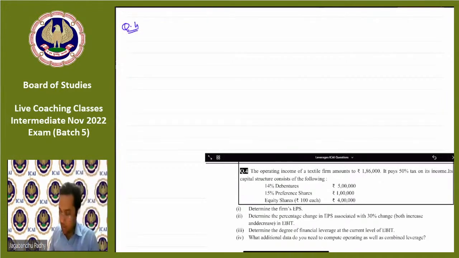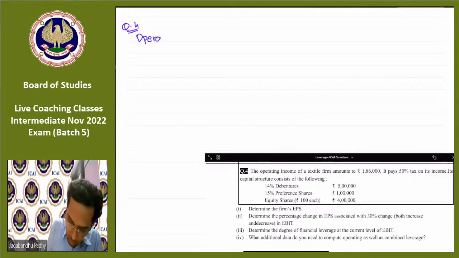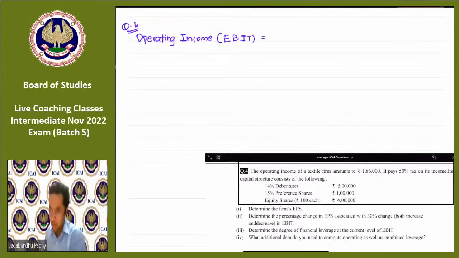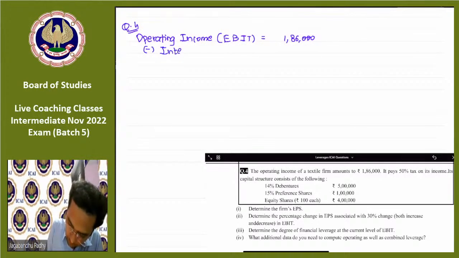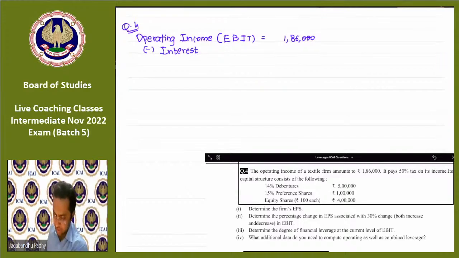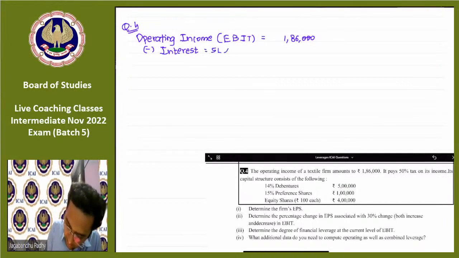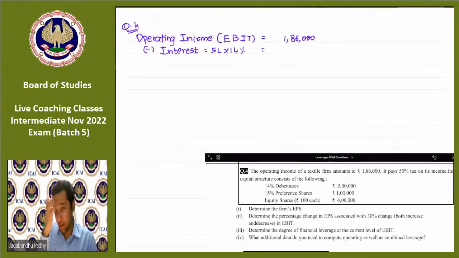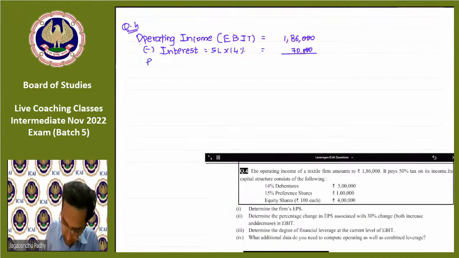Question number 4. Operating income, or as you say, earnings before interest and tax, EBIT, of 1,86,000. From that, we reduce the interest. 5 lakh is the amount of debentures, and 14% is the rate of interest. The interest will be 5 lakh multiplied by 14%, which will be 70,000, with which we get profit before tax.